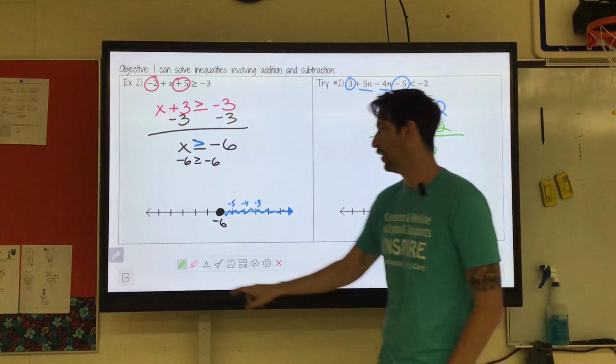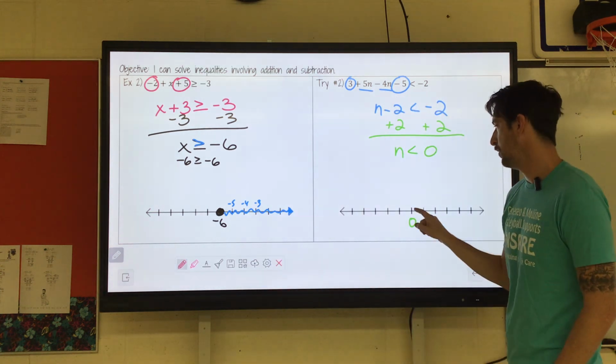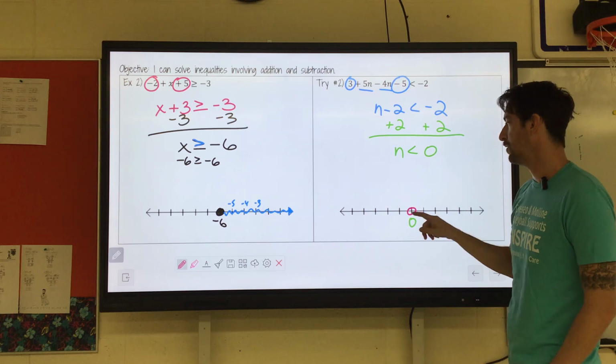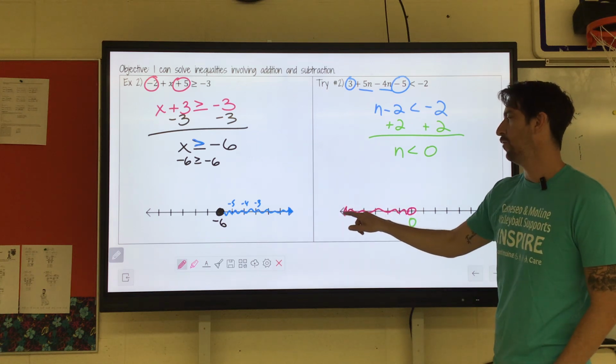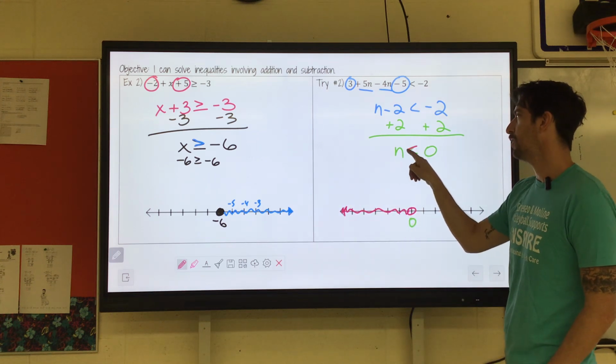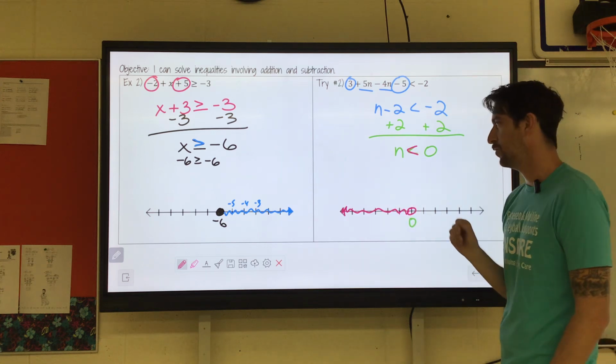0 is on the number line. It's just less than, so it would get an open dot. All the numbers less than 0 are to the left. Or, if the letter's first, you follow the arrow. It's pointing left, so shade left.